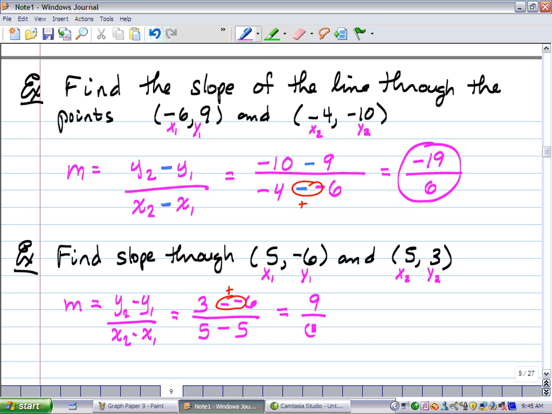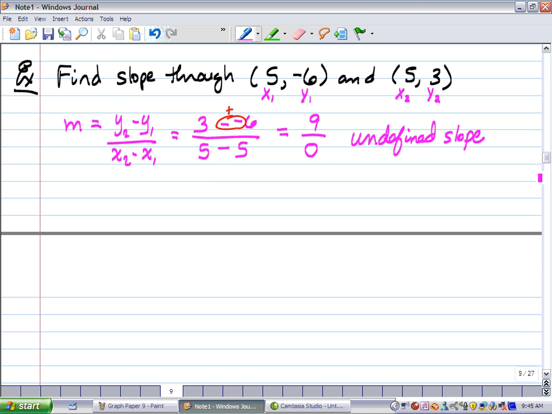5 minus 5 is 0. What's 9 divided by 0? Remember, you cannot divide by 0, so it's an undefined slope. If I was to plot these 2 points and graph them, connect them with a line, it would be a vertical line. Remember how the vertical line was like a cliff. Couldn't ski down it. It's a slope that is undefined. You cannot have 0 in the denominator. What about 0 in the numerator? Well, you can have 0 in a numerator, just not in a denominator.